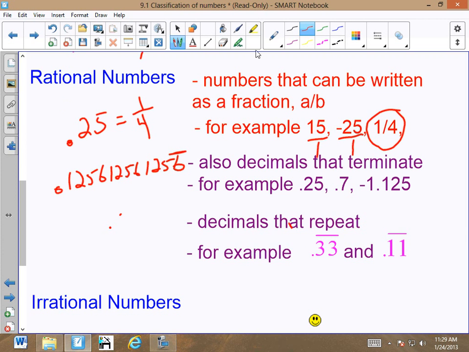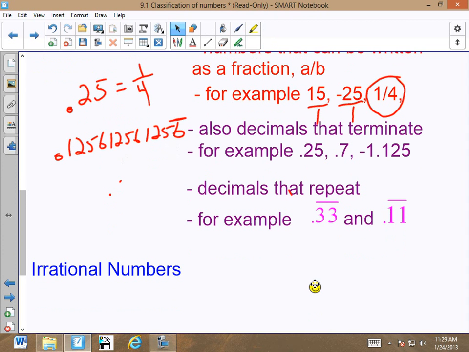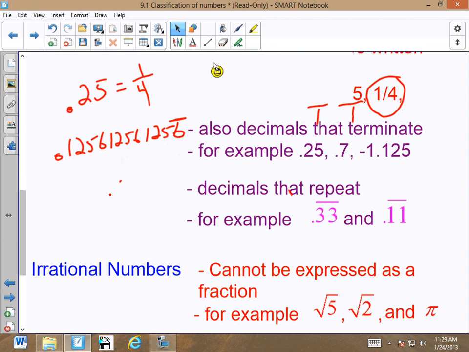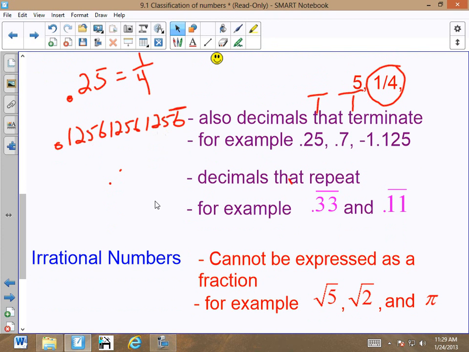Okay. Now, irrational numbers cannot be written as a fraction. Now, I know that your math teacher in elementary school told you all numbers can be written as a fraction by putting a 1 under it, and they're right. However, unless it's irrational. If it's irrational, it cannot be written as a fraction.